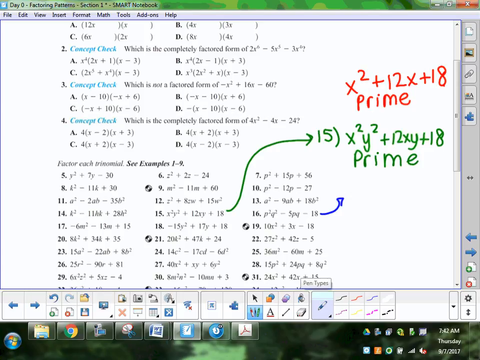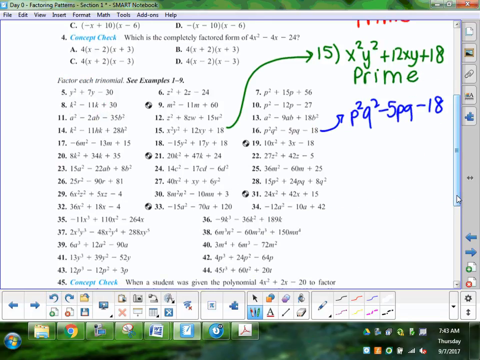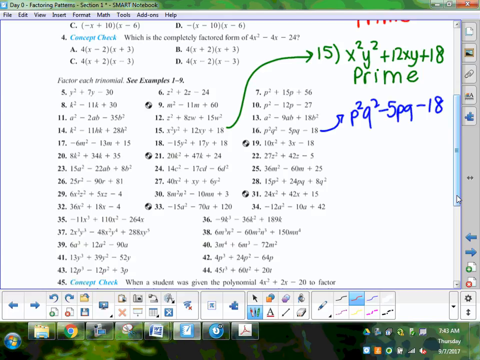Now, the other one that you looked at was 16. To start off with for 16, that's what we're given. We've got p squared q squared minus 5pq, and then minus 18. Now, instead of factoring what's in blue there, think about a similar equation that's more manageable or similar to what you've done before. If I did that, it kind of looks awkward. I've got two squared terms and a linear term and a constant.